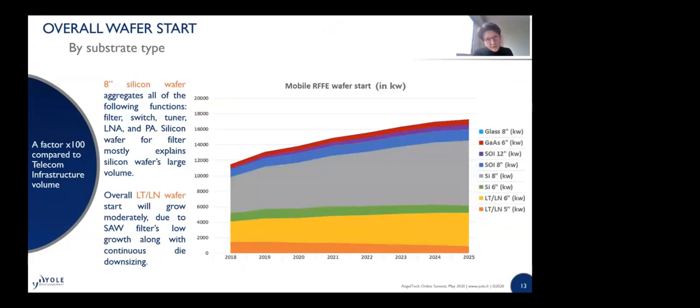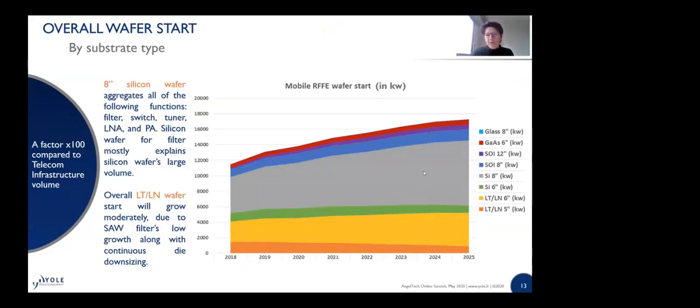So if you would do the same exercise and express this market in terms of wafer volume, you would see here, that's what we've depicted here, the lithium tantalate, lithium niobate. So that's the market for the SAW devices that will see a moderate growth because most of the volume increase will be taken by the transition from 5-inch to 6-inch wafers.